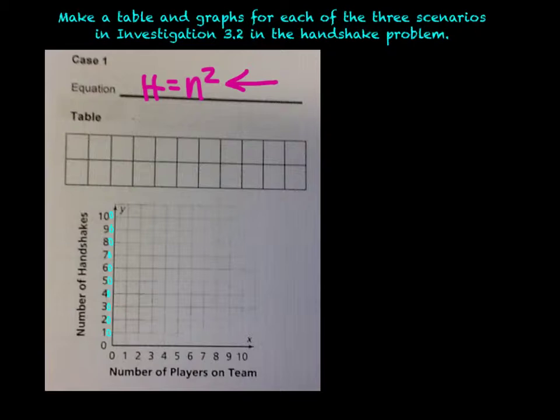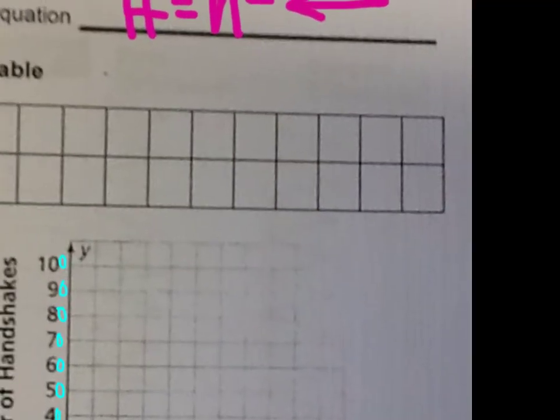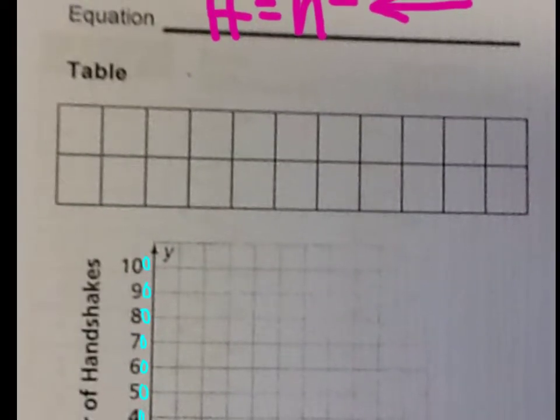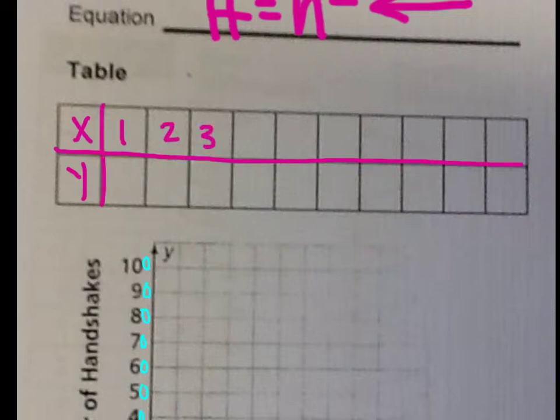So this investigation wants us to make a table. So let's zoom in and make a table. Our table is x versus y, and they want us to make a table for 1, 2, 3, 4, 5, 6, 7, 8, 9, 10 different people on a team. So if there were up to 10 people on each team, how many handshakes would occur?